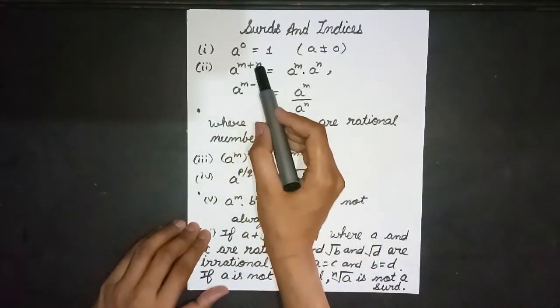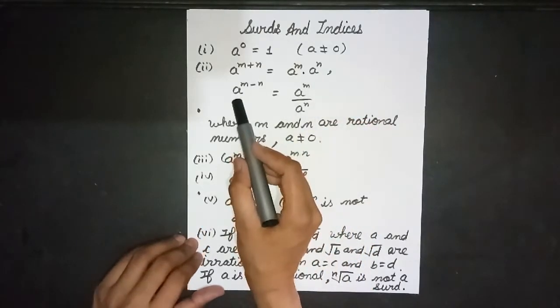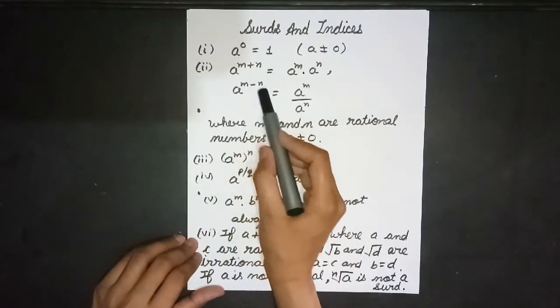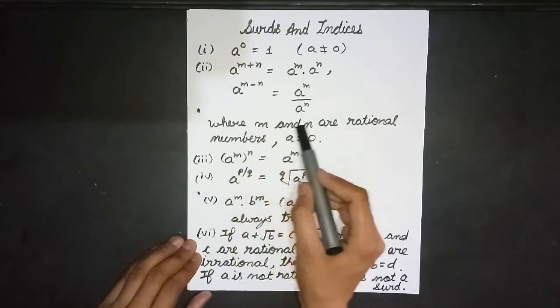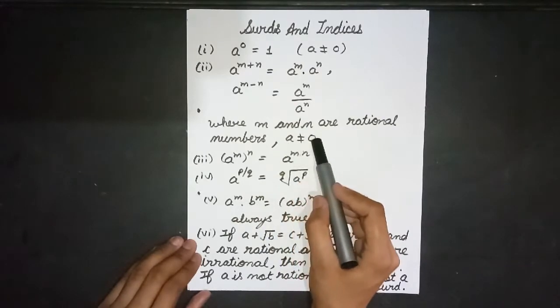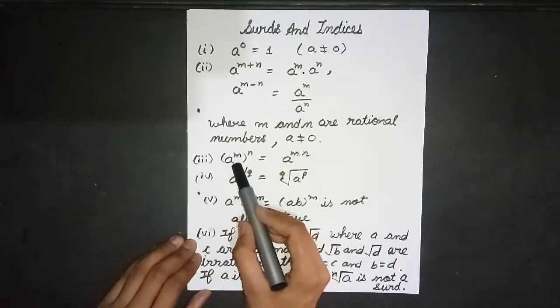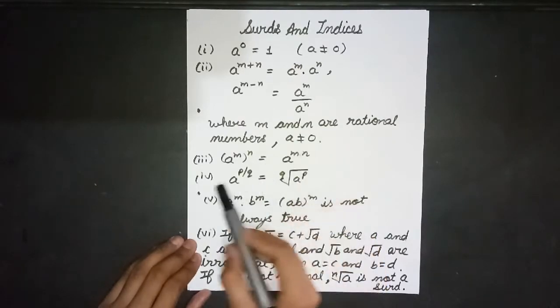Second, a raised to power m plus n is equal to a raised to power m into a raised to power n. A raised to power m minus n is equal to a raised to power m by a raised to power n, where m and n are rational numbers and a is not equal to 0. Third, a raised to power m, raised to power n, is equal to a raised to power m into n.